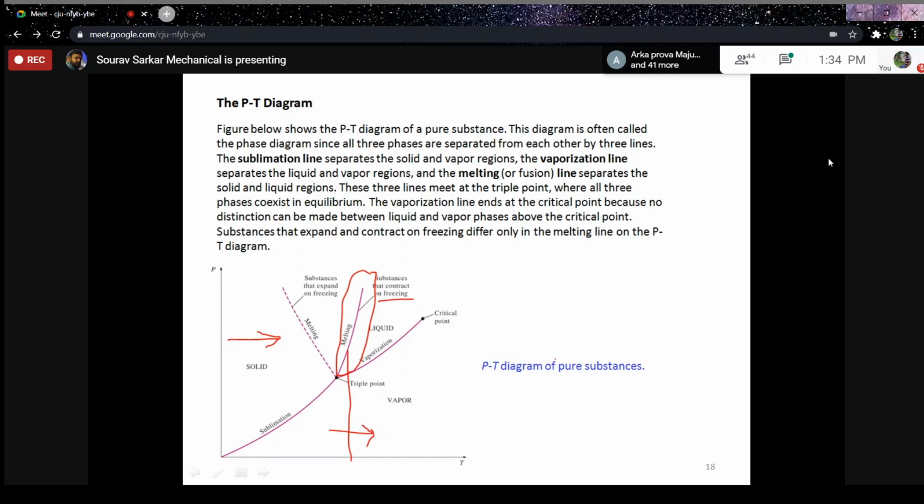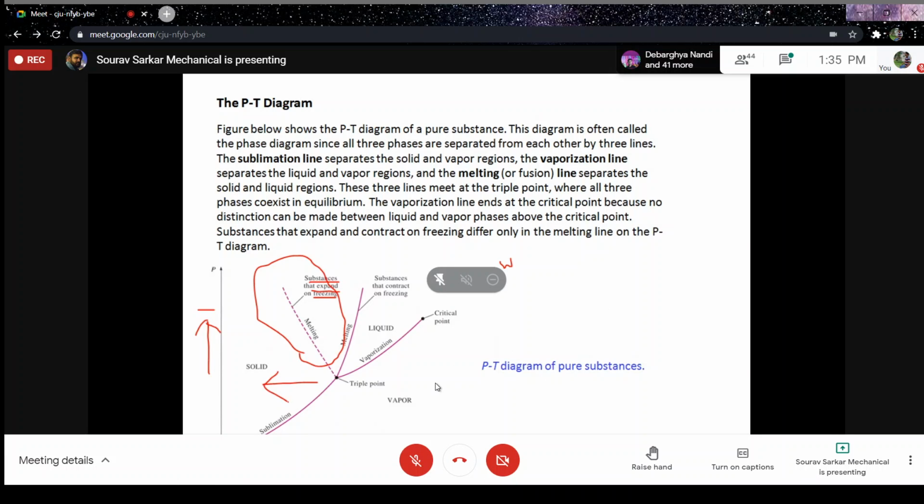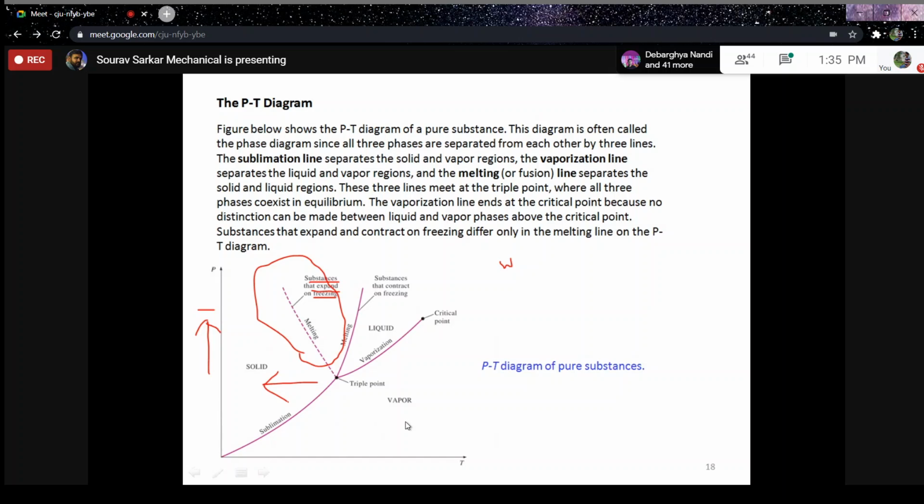Okay, now let's look into this part of the diagram. This is for the substances that expand on freezing, just like water. In that case, if we increase the pressure, what happens to the melting point? It decreases. If we increase the pressure, the melting point decreases. So is it known to you that for water, if we increase the pressure, the melting point decreases?